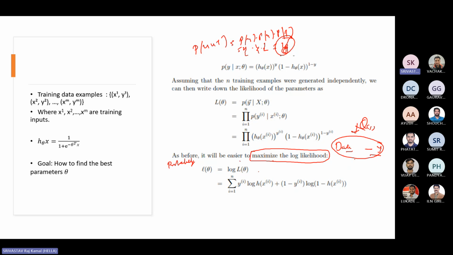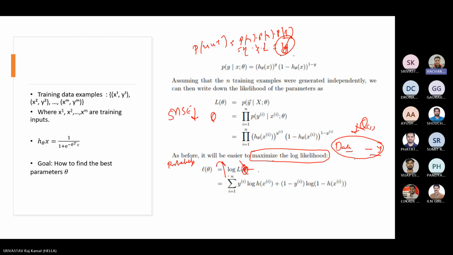It depends on theta, right? I want to increase this, and that will give me the best set of thetas. Just say in linear regression, I want to decrease mean squared error to give me the best thetas. Here, I want to increase this likelihood to get the best thetas.